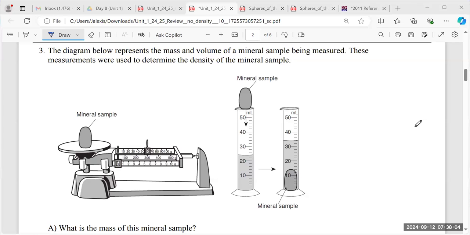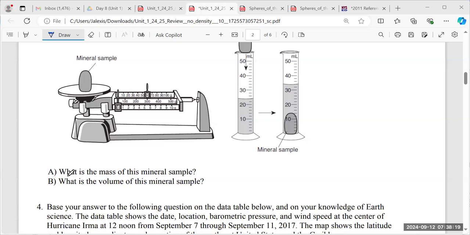All right, number 3. Number 3 says the diagram below represents the mass and volume of a mineral sample being measured. These measurements were used to determine the density of the mineral sample. It says, what is the mass of the mineral sample? So I'm looking for the mass, okay?